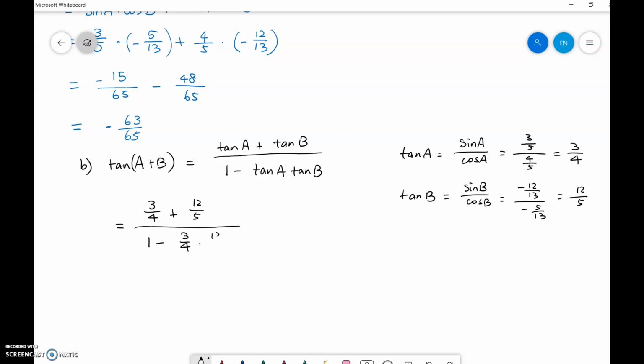For the numerator, 3/4 plus 12/5. To add the 3/4 and 12/5, I need to find the LCD, which is 20. So 15/20 plus 48/20, which is 63/20.